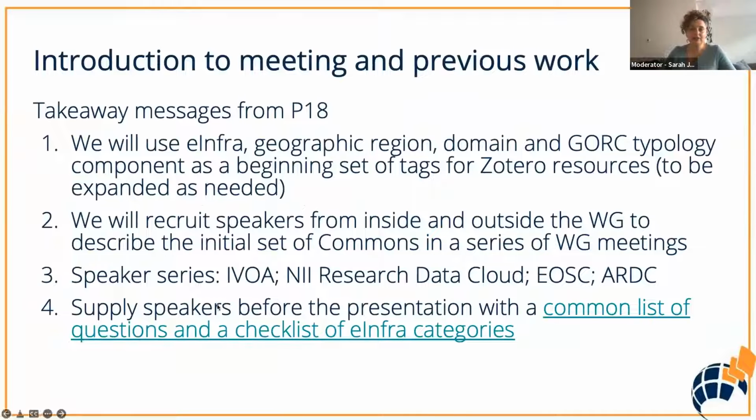Okay, so an introduction to the meeting and previous work. We've been running this group for a few years now, and we've presented at previous plenaries. What we learned at Plenary 18, when we presented on the working group, was that we should use a number of different ways to try and categorize the commons. So we're looking at what type of e-infrastructure is in place, the geographic region for the commons, so like European in my context, or Australia for Andrew.